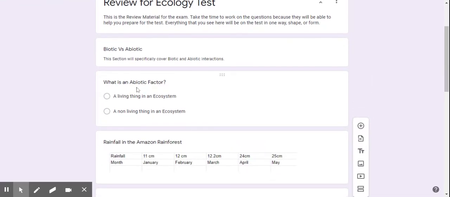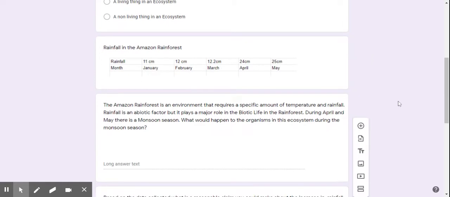So what is an abiotic factor? Well, an abiotic factor is the other thing that we have in an ecosystem. The first one being a biotic factor. And we know that a biotic factor is something that's living because it has bio in the word. Abiotic is something that's not living. And we know that because whenever we put a in front of something, it always changes the definition to not. So if biotic is living, abiotic is not living. The answer that matches that is B, a non-living thing in an ecosystem.